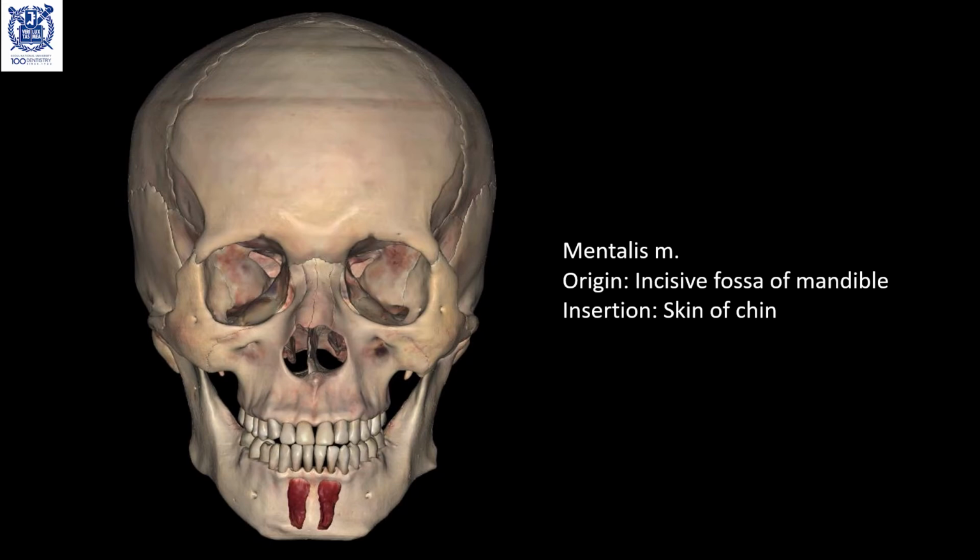It is sometimes referred to as the pouting muscle due to it raising the lower lip and causing the chin wrinkles. It is innervated by the mandibular branch of the facial nerve and is supplied by the inferior labial artery. This is the end of the facial muscle.